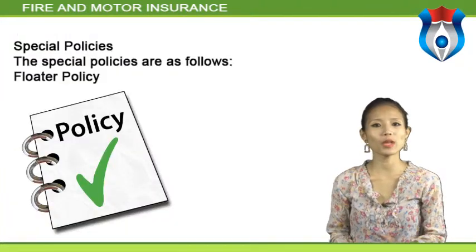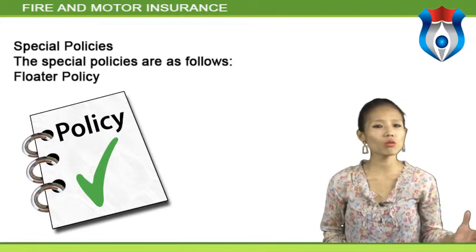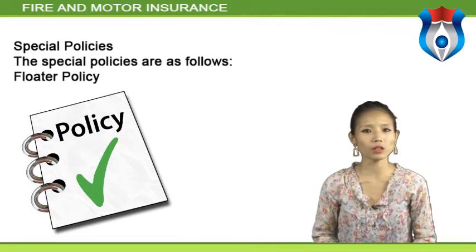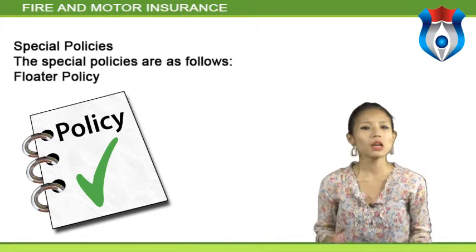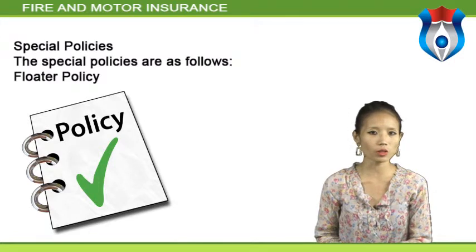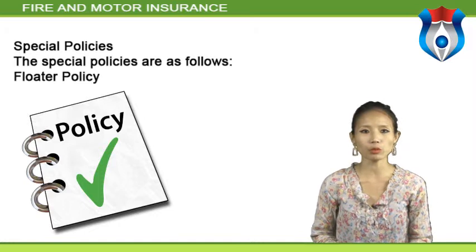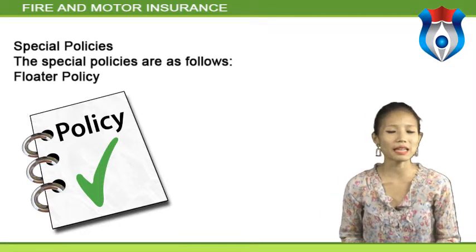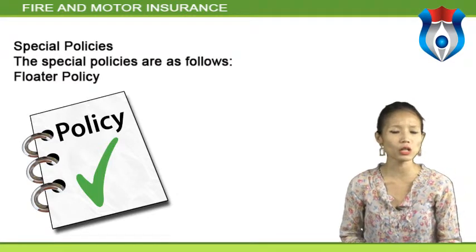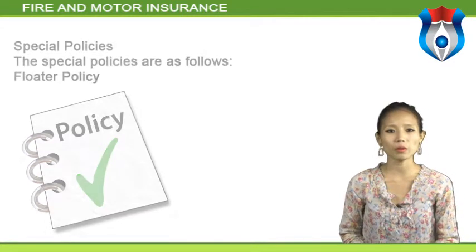Special policies. The special policies are as follows. Floater policy. This policy is issued only for the stocks, not for plant and machineries. Sometimes the stock is kept at various locations and it is very difficult to provide the value of stock at each location. Therefore, to cover the risk of stocks at various locations, a single sum insured and additional premium can be paid. Example, a person is having two godowns at Delhi and the value of stock is INR 50 lakhs and he is not having the value at each location, then he can insure the stock under a floater policy by paying an additional premium.